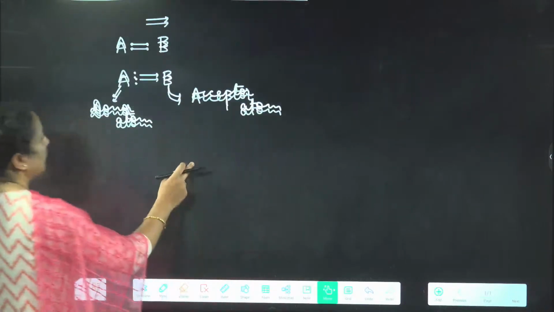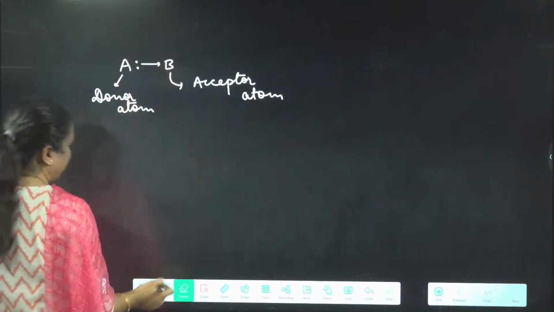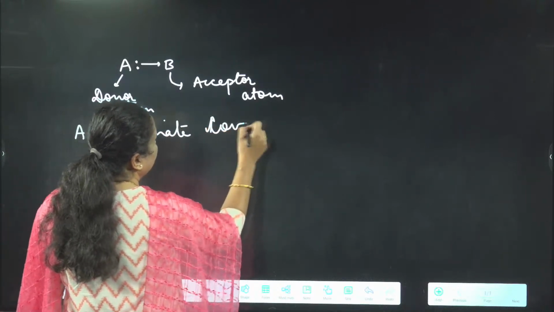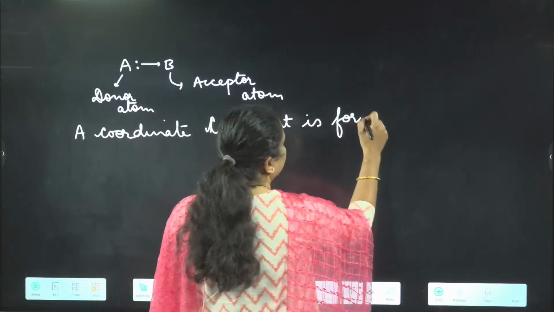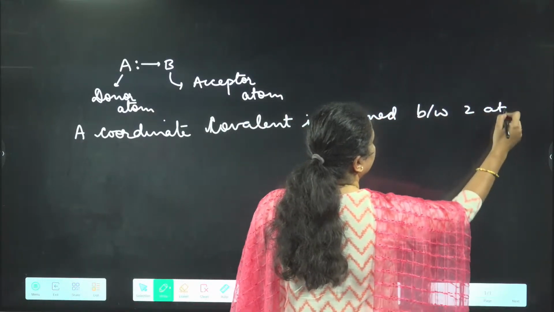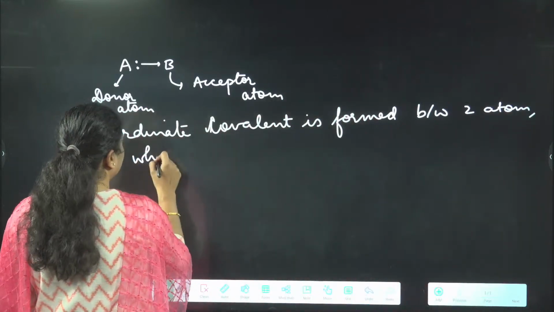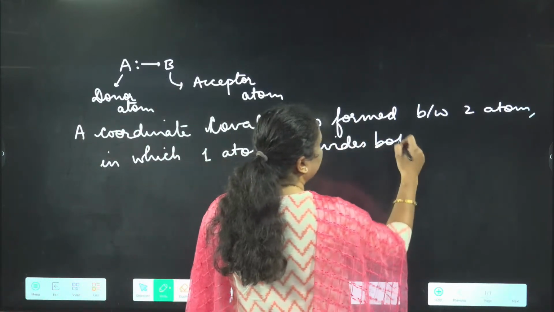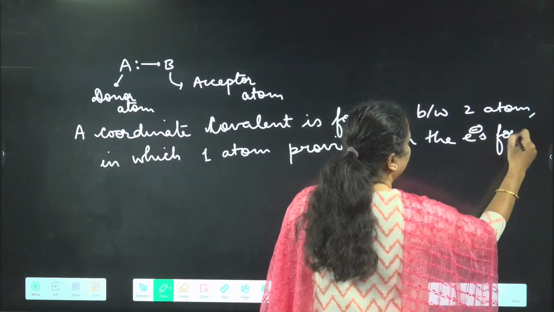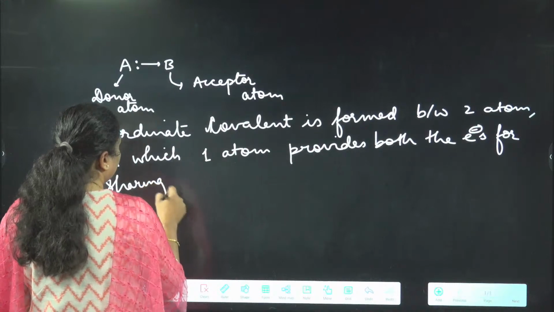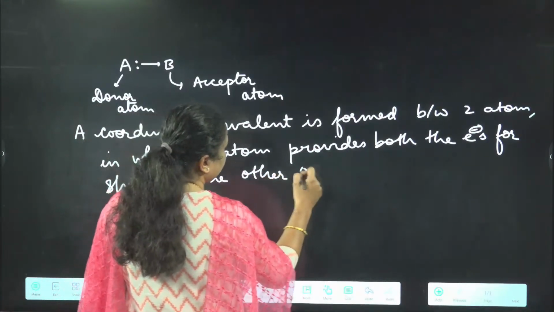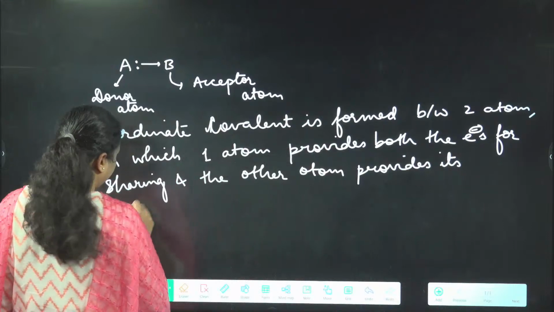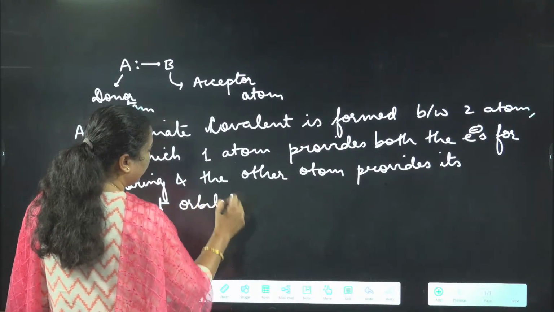Let us try to write something about it. A coordinate covalent bond is formed between two atoms in which one atom provides both the electrons for sharing and the other atom provides its vacant orbital. That's how a coordinate covalent bond is formed.